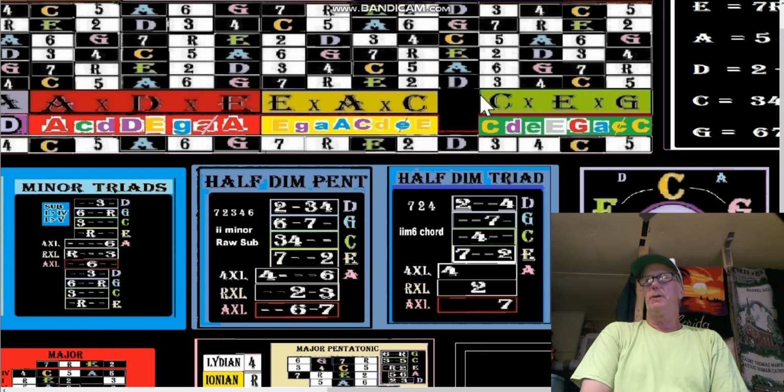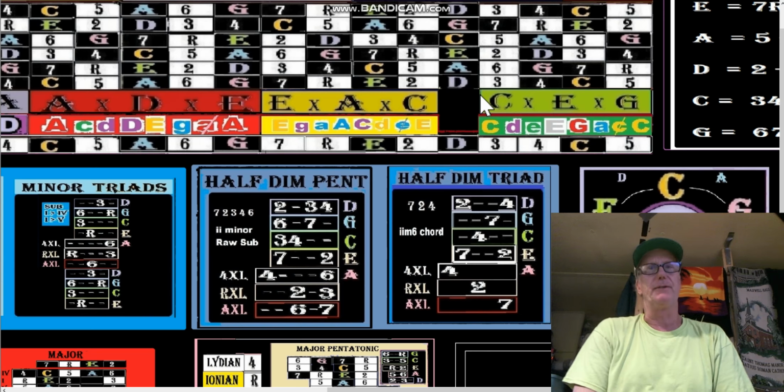Okay, so we're going to call it a short lesson for tonight. We've got one more segment. We talk about the half diminished pentatonic and anything else that floats to the surface.